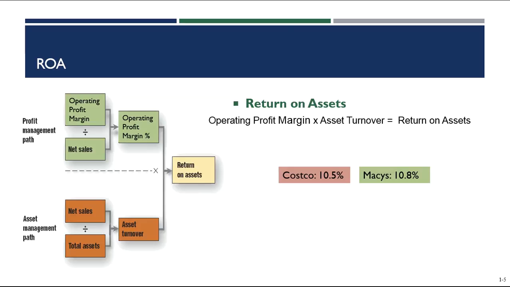On the asset management path, it's looking at our assets and determining if we're using those effectively. Do we have the right amount of inventory in stock? And, are we collecting our accounts receivables on time? So, we have decisions that impact our profitability, and all of those decisions help us to get a higher ROA.